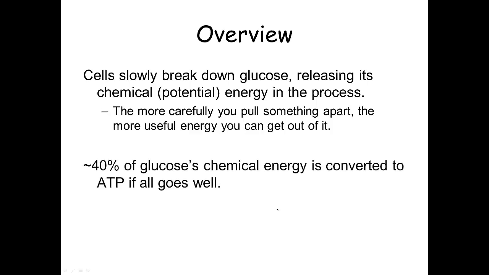And it turns out that with the care of glycolysis and oxidative respiration, about 40% of glucose's chemical energy is converted into ATP, assuming everything goes well. Where's the rest of that energy? Well, it gets given off as heat. That's why you have a high body temperature.